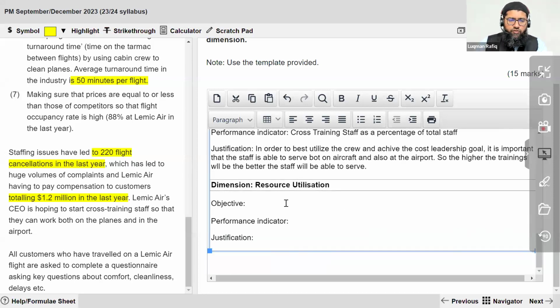Okay, lastly, resource utilization, or to make the most use of all the available resources. The performance indicator is capacity utilization for the aircraft.